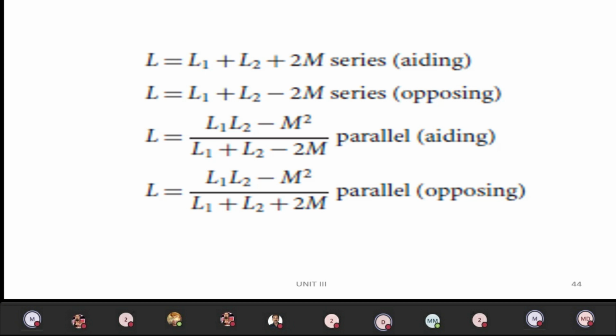Series aiding: L equal to L1 plus L2 plus 2M. Series opposing: L equal to L1 plus L2 minus 2M. Similarly, for parallel aiding, L equal to (L1 L2 minus M square) divided by (L1 plus L2 minus 2M). Parallel opposing means L equal to (L1 L2 minus M square) divided by (L1 plus L2 plus 2M). Clearly have that one.